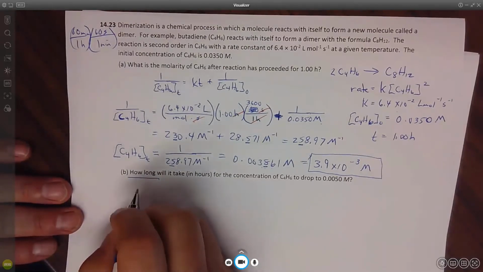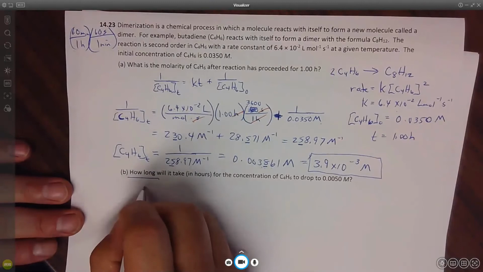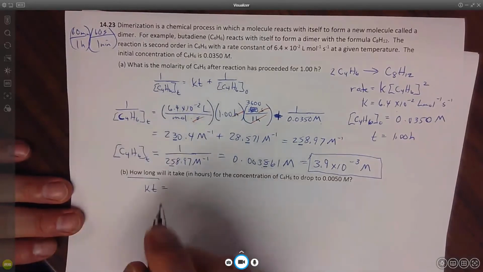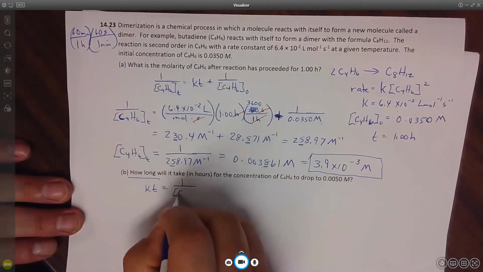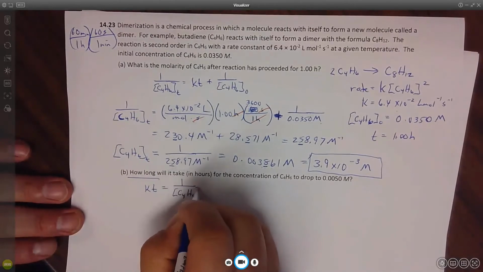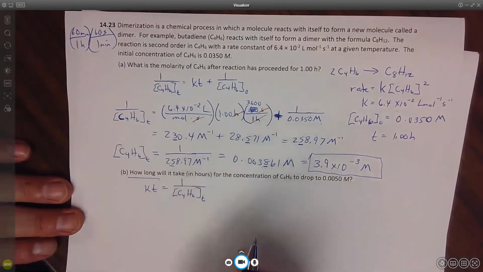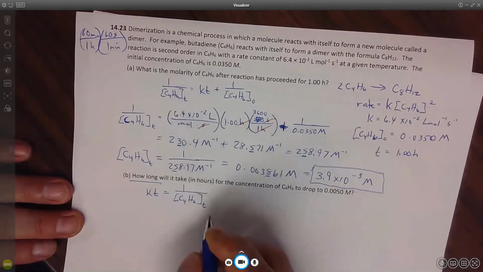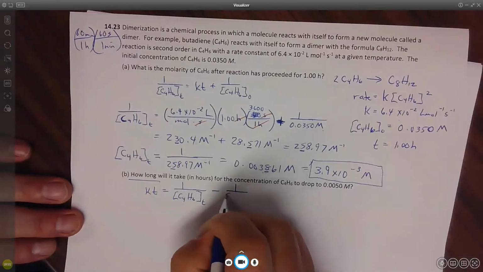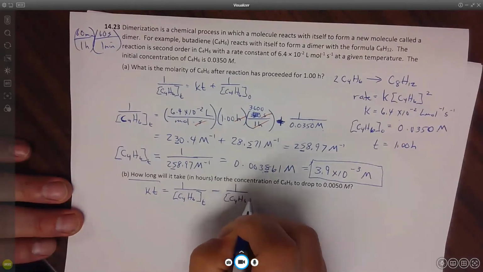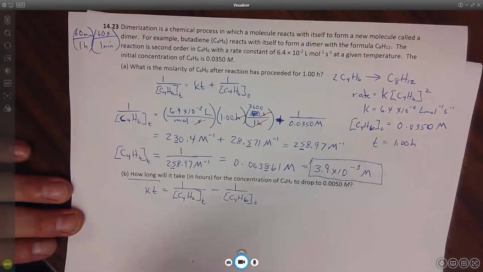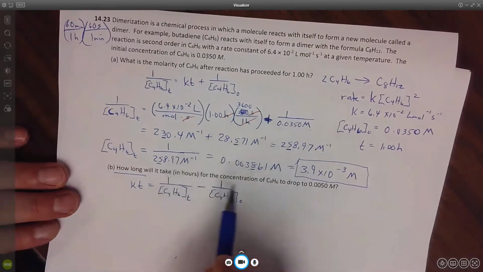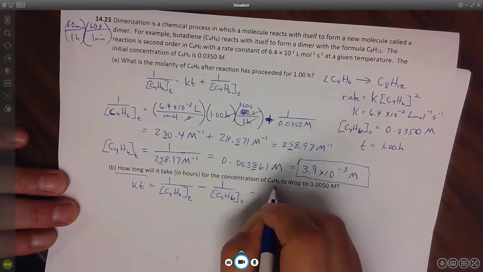So I'm going to say what kt is going to be equal to. It's 1 over the concentration of C4H6 at some time t. And then I'm going to subtract this from both sides. So that's going to be minus 1 over the initial concentration of C4H6. Okay.